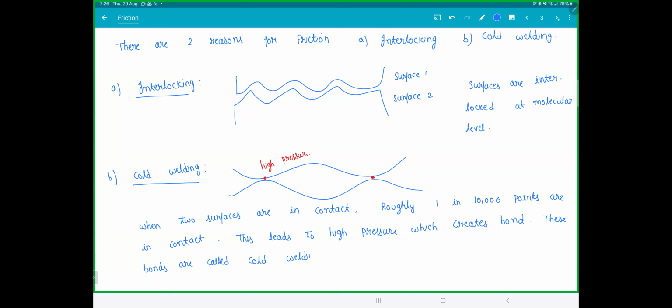This is called cold welding, because what do you do in a welding? You heat it up and then the materials will connect with each other. But in this case, without using heat, you are connecting them. So that's why we call it cold welding. So these are the two reasons why we get friction. One is because of interlocking, and second, because of the high pressure. They start forming bonds, temporary bonds, they just get connected. So if you want to move the surfaces, you have to break the bonds, means you have to apply force to break those bonds. Clear with this?